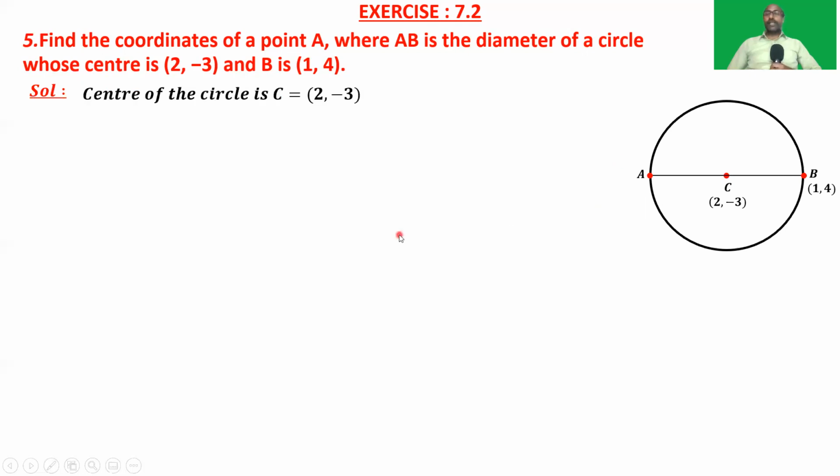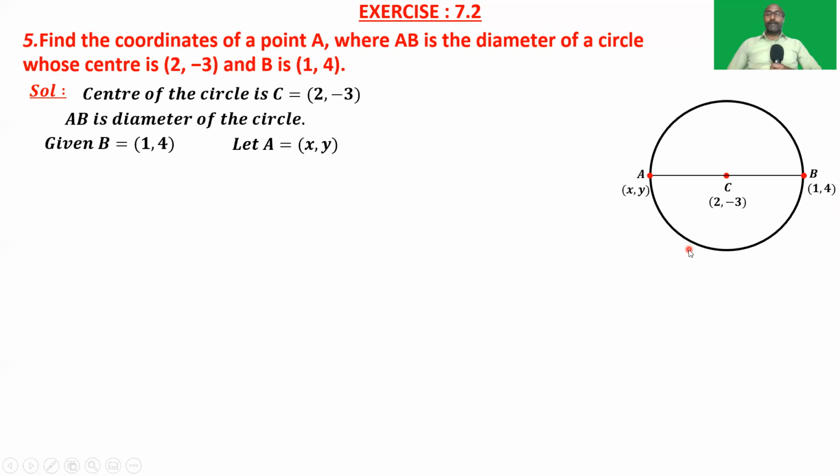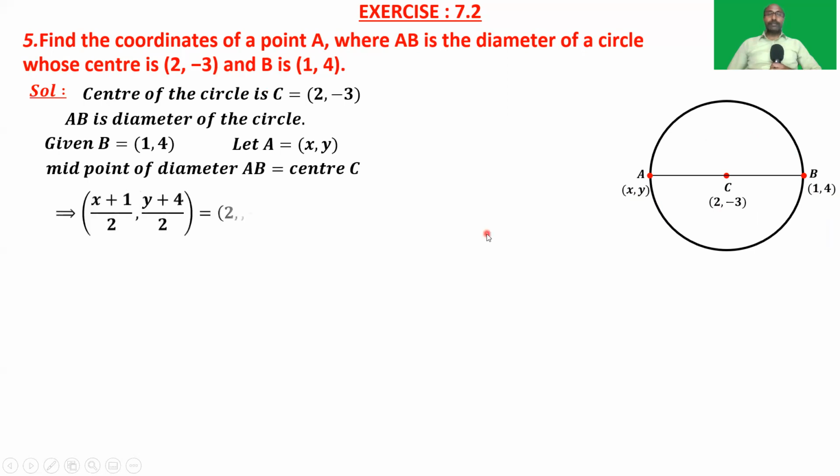So the center of the circle C is (2, minus 3) and AB is the diameter of the circle. Given B is equal to (1, 4), and let A be equal to (x, y). Now the midpoint of the diameter AB is the center C. What is the midpoint formula? (x1 plus x2)/2 and (y1 plus y2)/2. So here the midpoint of AB is ((x plus 1)/2, (y plus 4)/2), which is equal to the center (2, minus 3).